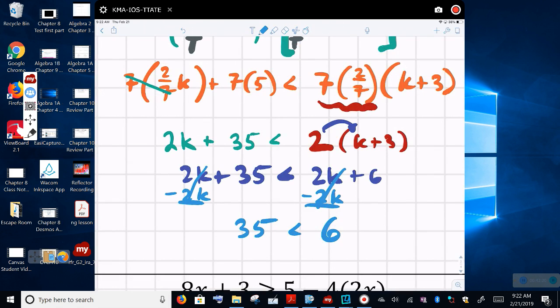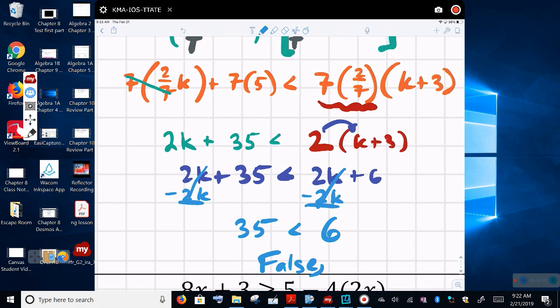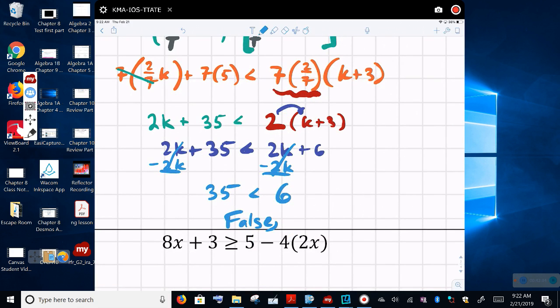Well, is 35 less than 6? No. Okay, so I would say that's false. If you get a false statement, then it just means there is no solution. So it is no solution, but not because the variables cancel out. It's no solution because it's just false. Yeah, it's false, and then this would be no solution.